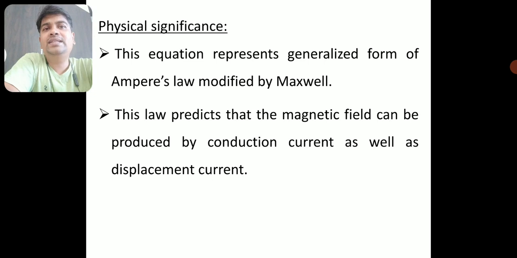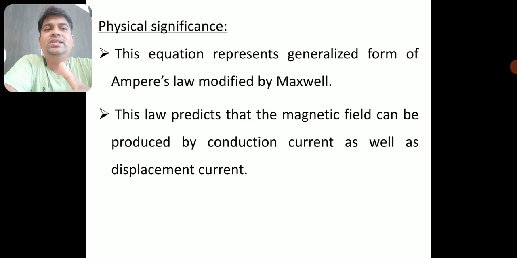Maxwell added some quantity to that equation, and that quantity was J_D. Along with the conduction current, there is some current which exists. That is what the displacement current is. Displacement current will also produce a magnetic field. It is not a motion of charges like a conduction current, but it produces a magnetic field just like the conduction current does. So this equation is a generalized form of Ampere's law modified by Maxwell.